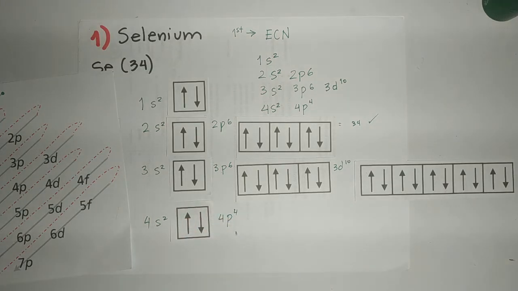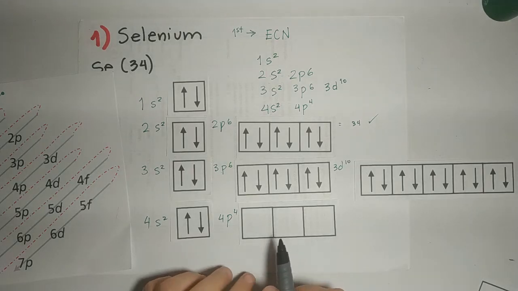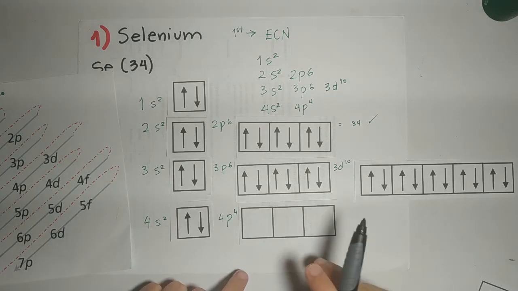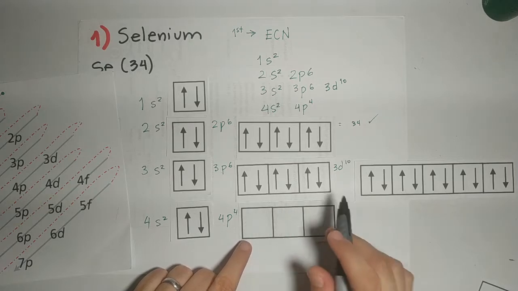Okay, and now following Hund's rule, I need 6 electrons. So how do I do it? Easily. Okay, now from 4p4, what we have is just 4 electrons, so I need just 4 arrows. How am I going to start filling it? Easily.